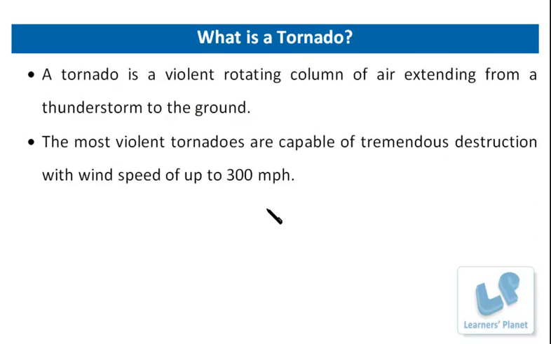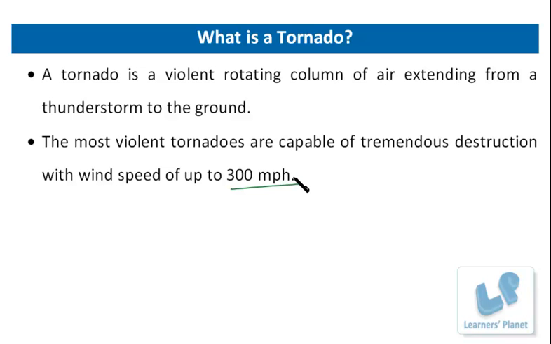Yes, what is a tornado? Now a tornado is a violent rotating column of air extending from a thunderstorm to the ground. And you might know that the most violent tornadoes are capable of tremendous destruction with a wind speed of up to 300 miles per hour. How devastating it is, right?